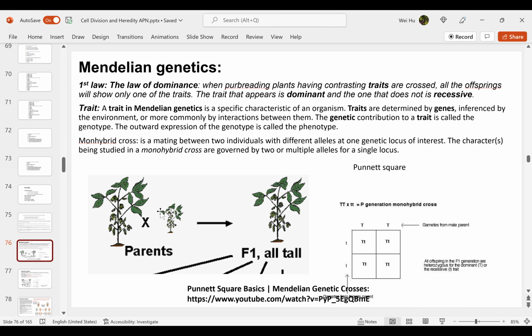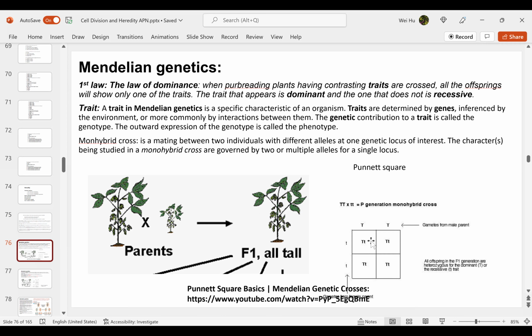Here you can see one parent is big, another parent is small. When they cross these two parents, all of the offspring are tall, very tall. So they had this hypothesis that the big one must be dominant and the small one must be recessive. So then this is the Punnett square.